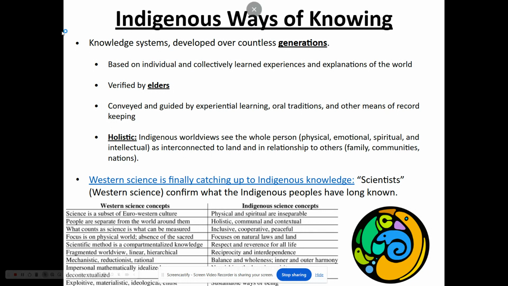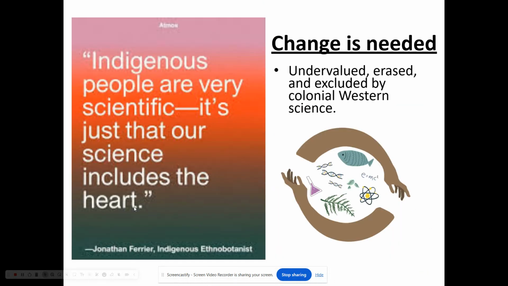So the main point of this slide here especially is to truly understand that we need some change in our science. A lot of voices and experiences have been and continue to be undervalued and erased and excluded by colonial Western science. And by looking at things from multiple perspectives and having diversity in the scientific community, we're in a better position to understand the world through everyone's perspective. The world doesn't belong to just one person, one individual. The world belongs to everyone, and so science should belong to everyone.